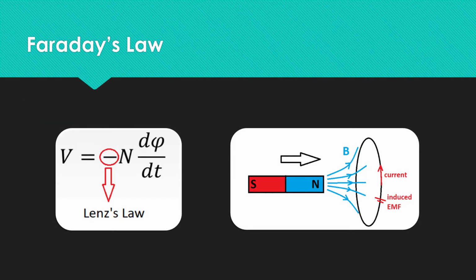The minus sign in this formula is Lenz's law, which means that the direction of the current induced due to Faraday's law is such that the magnetic field created by it opposes the changing of the magnetic field of the source. You can distinguish the direction of the induced magnetic field with the right-hand rule as it is shown in this picture.